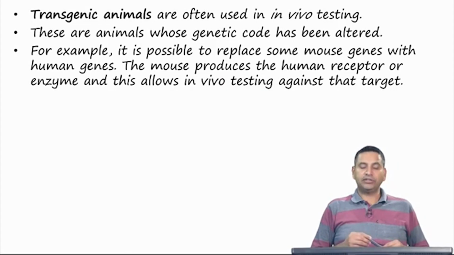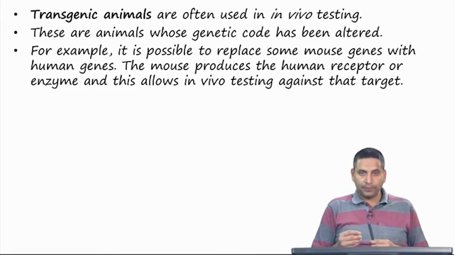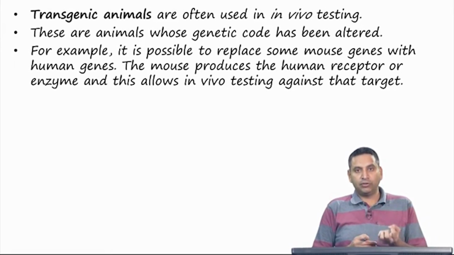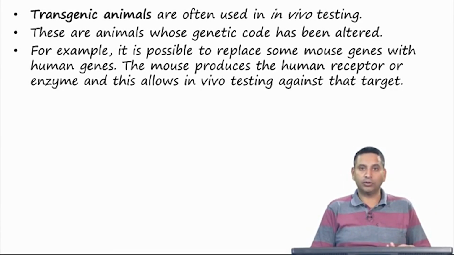Also, in in vivo studies, very frequently transgenic animals are used. These are animals whose genetic code has been altered so that you can use them for better testing. So, for example, we can express the human receptor in a mouse, or you can express the human enzyme in the mouse by altering the genetic code. Now, when we administer a drug, we can find out whether the drug acts on the human receptor as it would act on humans, or on the human enzyme, for example, and it will allow us to test in an animal model before we take it into humans.